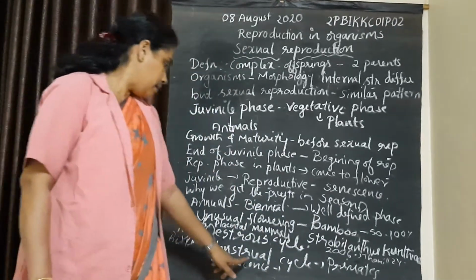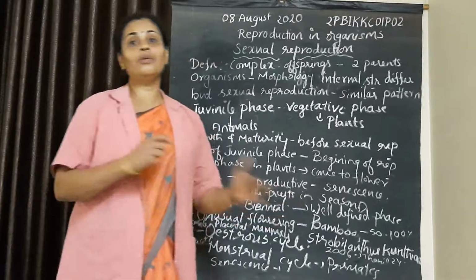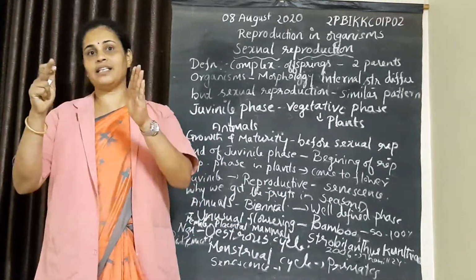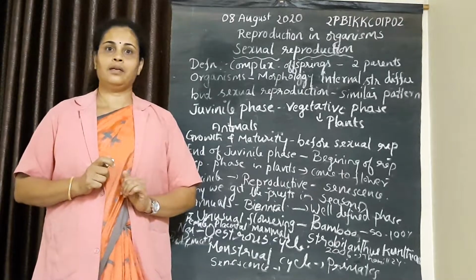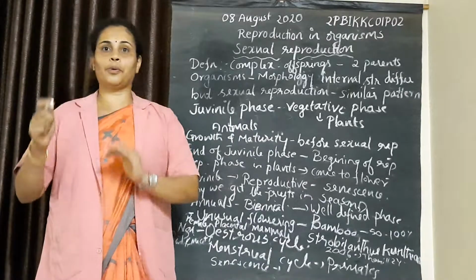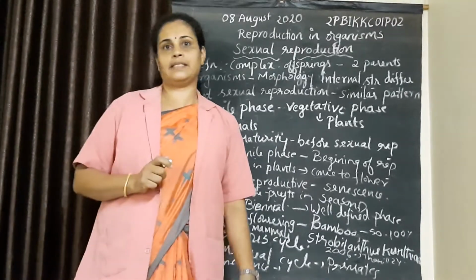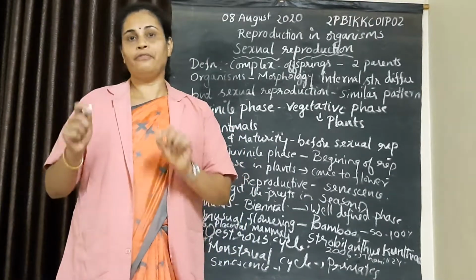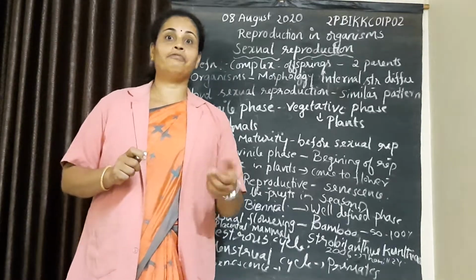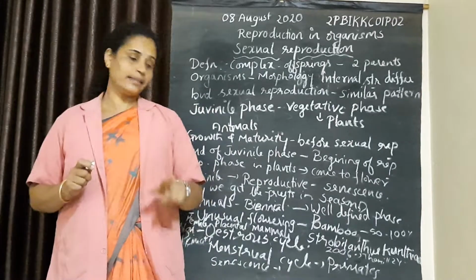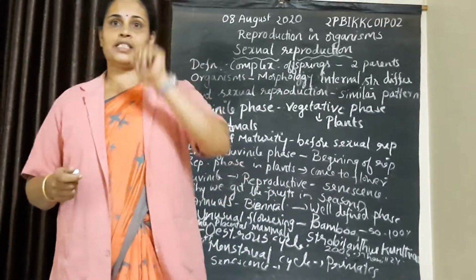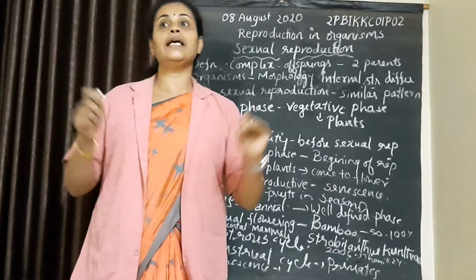Then after reproduction, all the organisms reach the senescence phase. What is senescence? It's nothing but aging. The end of the reproductive cycle is called senescence or old age, where there is complete slowing of metabolism. Finally, it leads to death itself. So all the plants and animals reach senescence, which is nothing but aging.